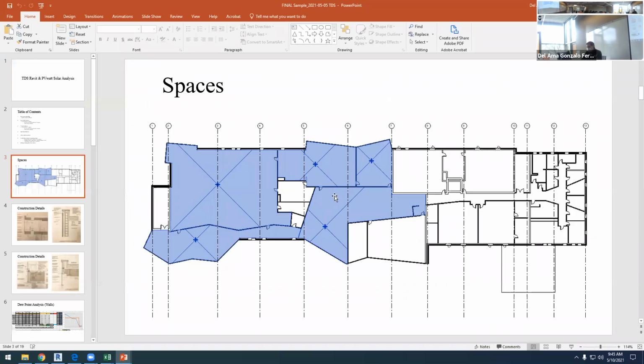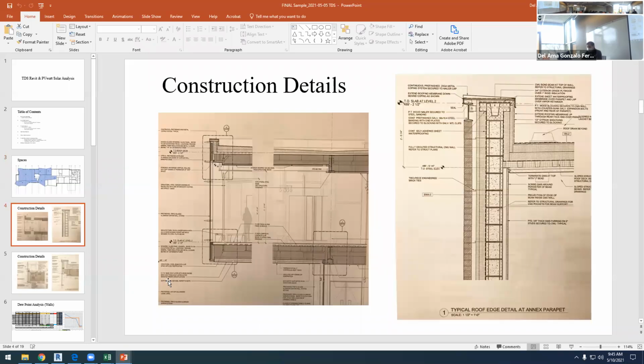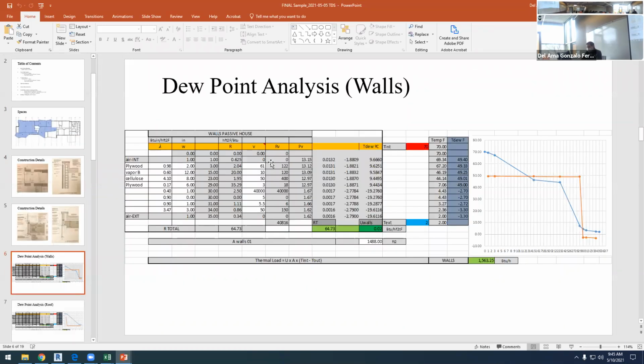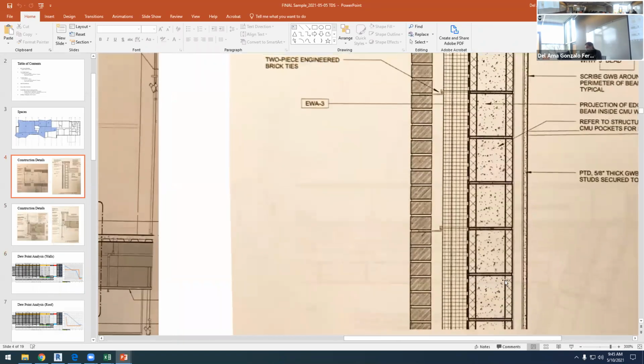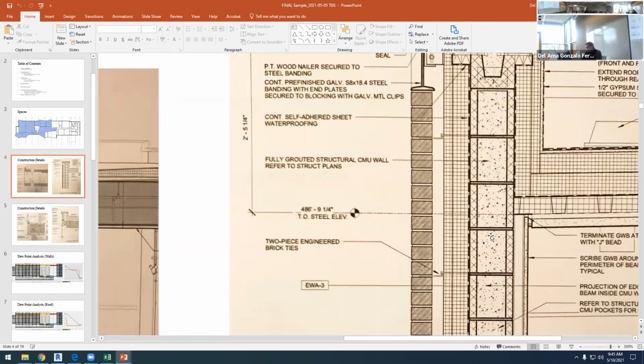Okay, so this is about defining the spaces that we are analyzing. I told you to analyze at least 3 spaces. It can be the studio, the crit space, this one, and I don't know, it can be either the lobby or this classroom or the computer lab. At least you have to analyze 3. Then you have to go to construction details, and we have to use this Excel file. So with this construction detail, we have to figure out what we have here.